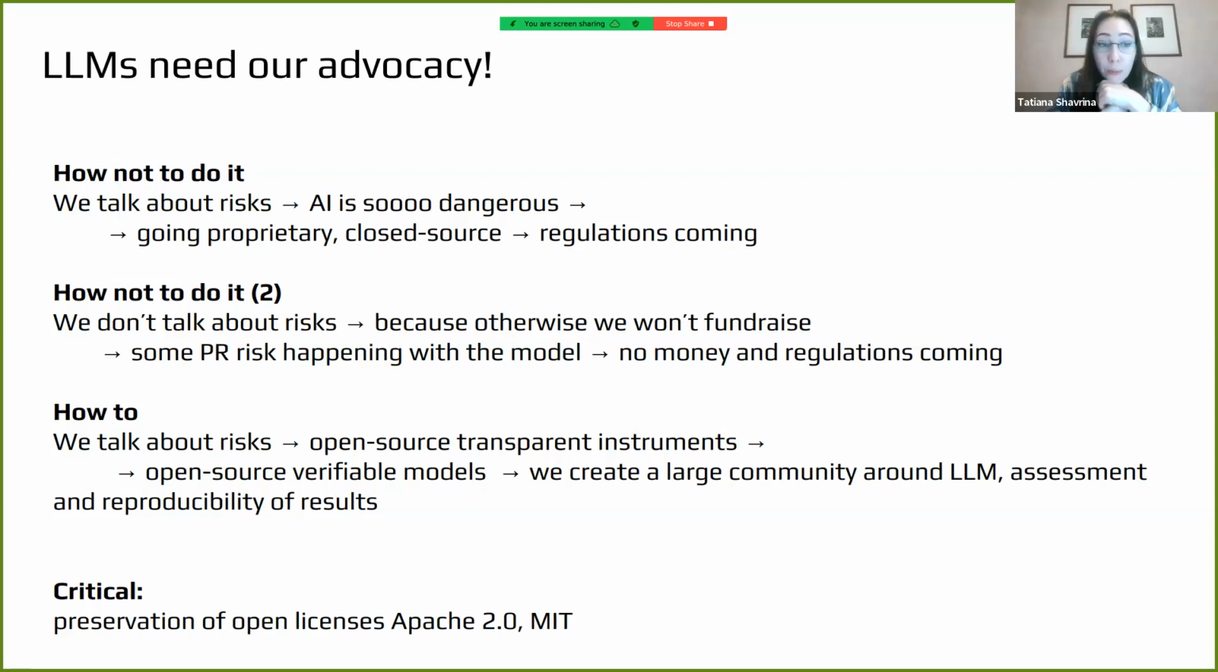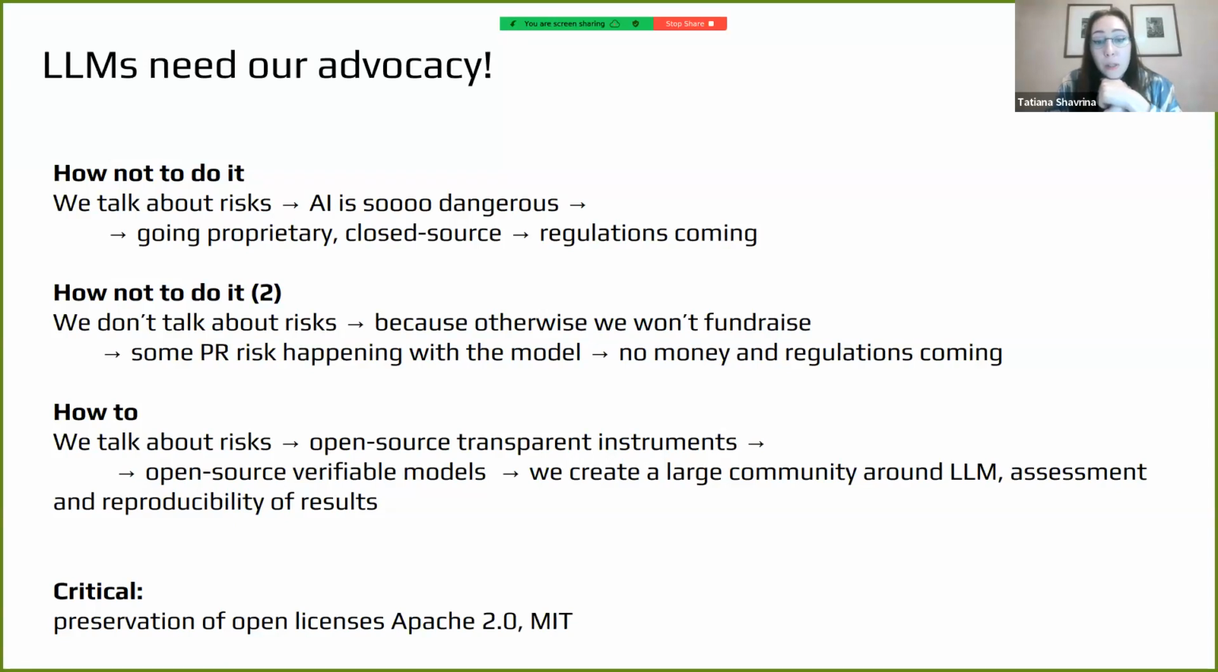And if we don't talk about the risks, because otherwise we won't get the fundraising, or we don't get the attention we want, then we are also in a bad situation when some PR risk is happening. For example, someone on Twitter is trying to overplay the risks of the model generating scientific-like text. Then we also end up being regulated and taken down and proprietary.